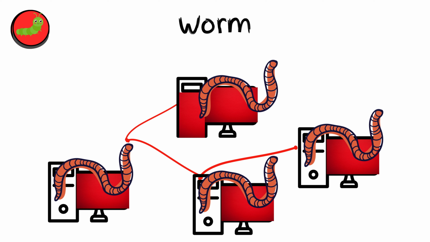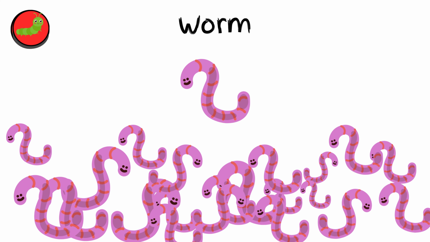Worms typically cause some harm to networks by consuming bandwidth, while viruses often corrupt or alter files on the infected computer. Many worms focus solely on spreading and do not alter the systems they pass through.